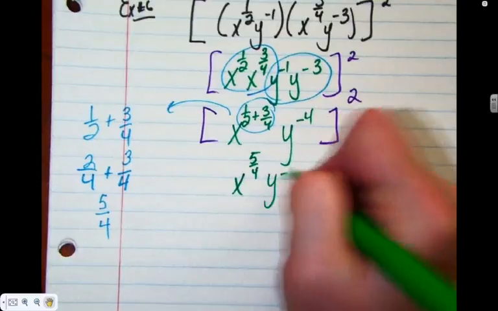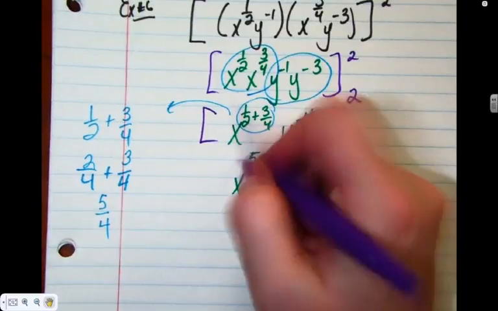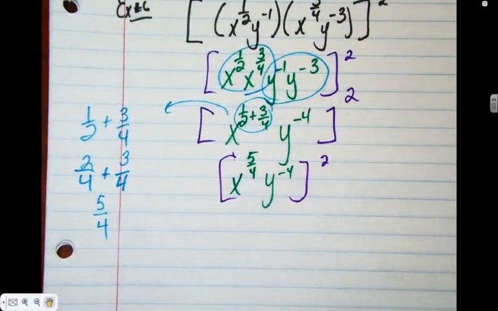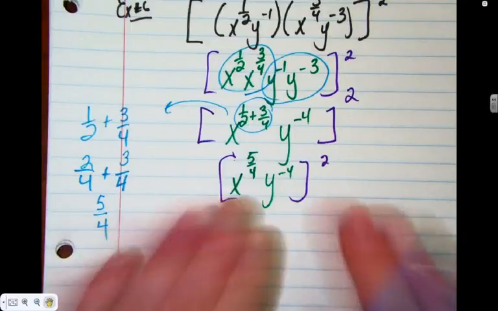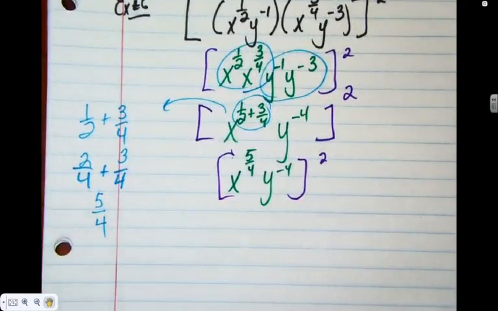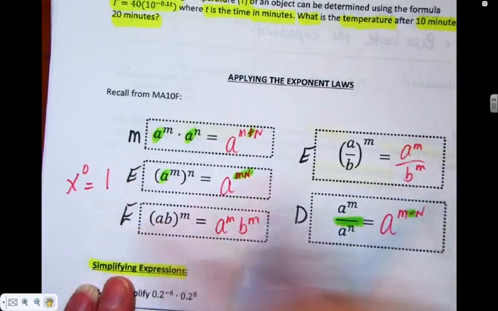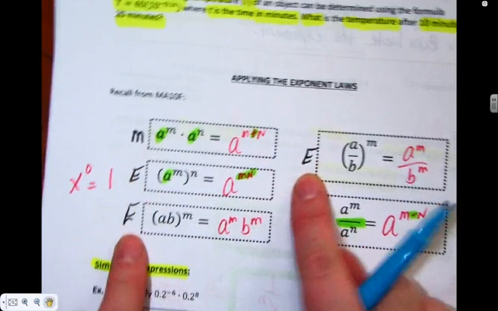I'm going to keep my y to the 4. I'm going to keep my big brackets. And I'm going to keep the 2. So all I've done at this point is just simplify inside those brackets, and it was exactly like question number 4. Now I've got to worry about these brackets. Well, take a look at our laws. Exponent, exponent, exponent, it's got to be one of these 3. Which one does it look like?